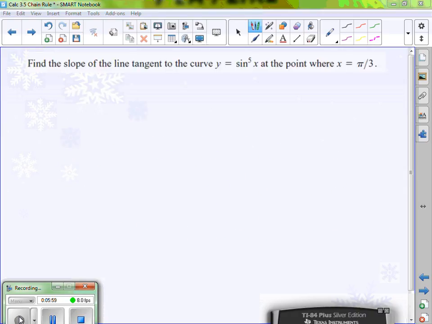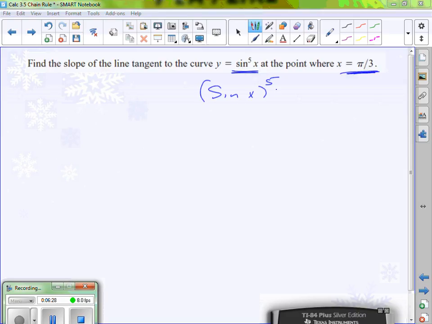All right, different words. That's the only thing you see here. You're finding the slope of the line tangent. Well, the slope of the tangent line, that's just the derivative. You have y equals sine to the 5th of x. One thing you need to remember, this right here means that right there.